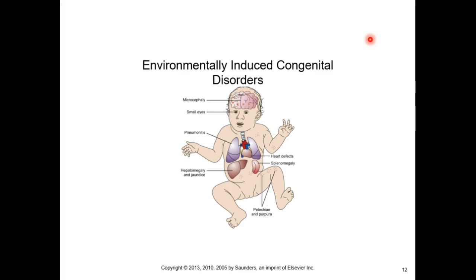Okay, so you can have a variety of outcomes from environmentally induced congenital disorders: microcephaly, small eyes, being prone to pneumonitis is what that says. Heart defects are really common, splenomegaly, hepatomegaly, petechiae and purpura. So again, there's a lot of cause and effect going on that this picture is really not conveying. It would be systems-based to have each and every one of these.